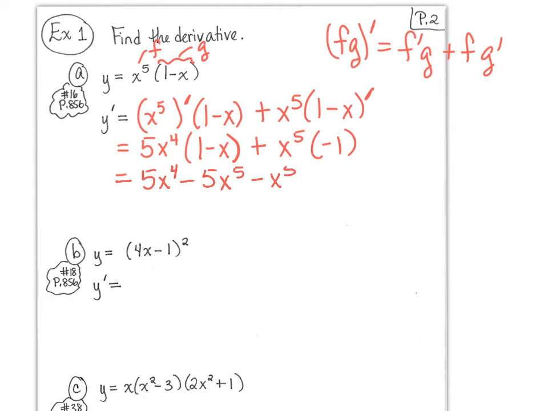Minus x to the fifth. Good. Simplify. What do we get? 5x to the fourth minus 6x to the fifth. Very good. And that's your answer. So you just use the product rule.